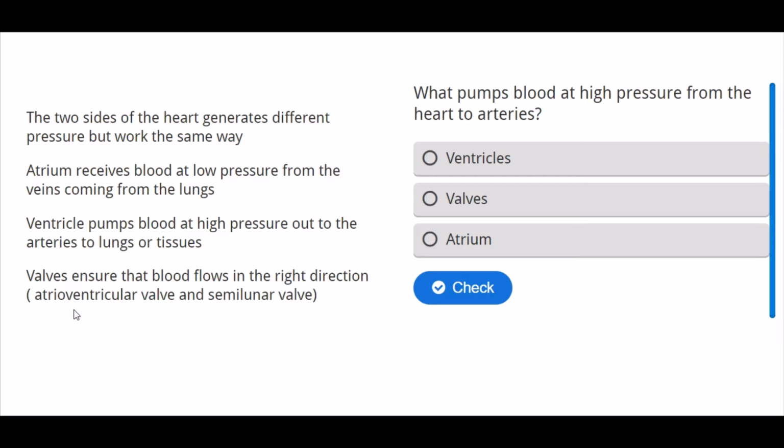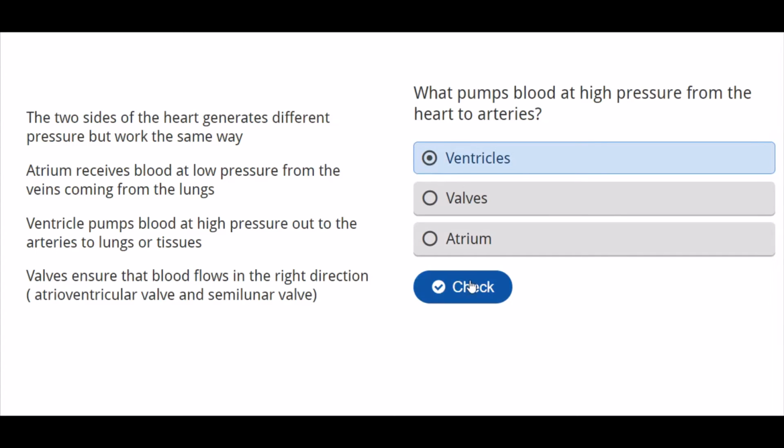Then we have two valves: the atrioventricular valve and the semilunar valve. What pumps blood at high pressure from the heart to the arteries? That's ventricles.